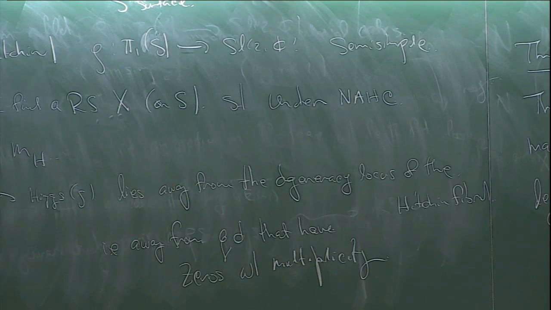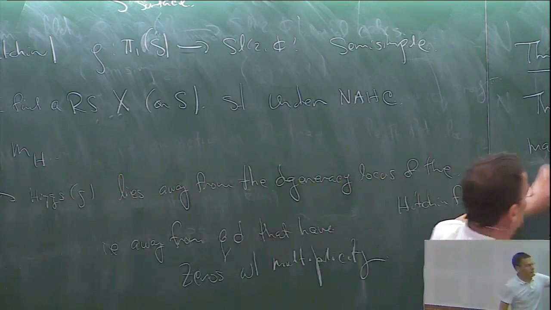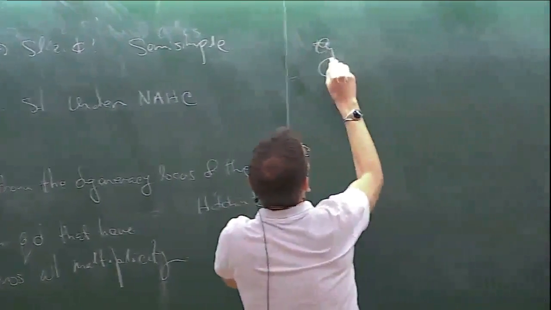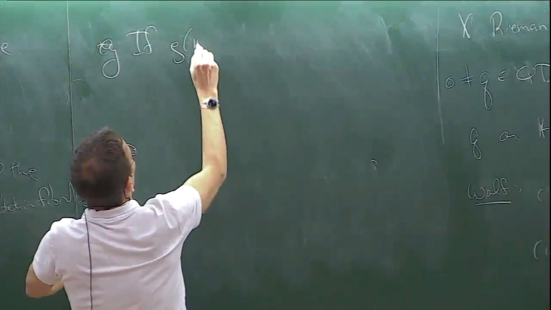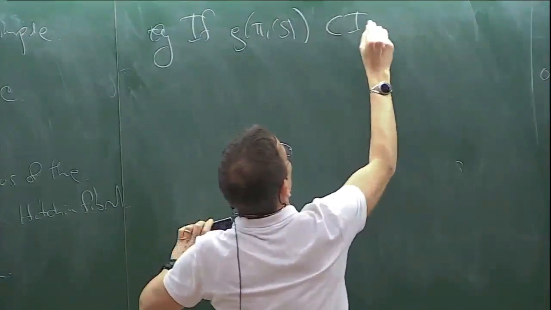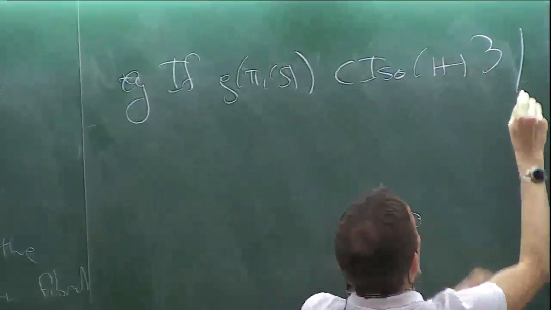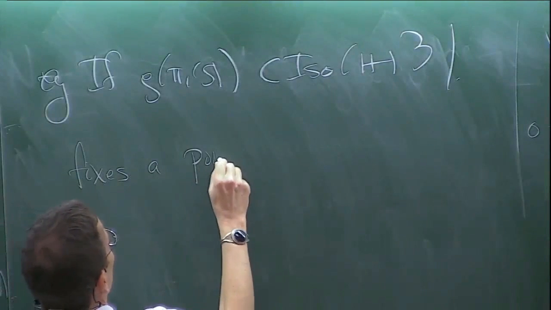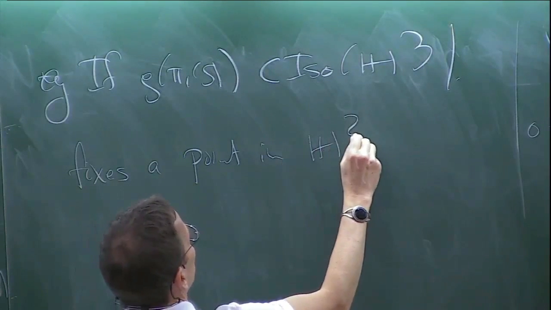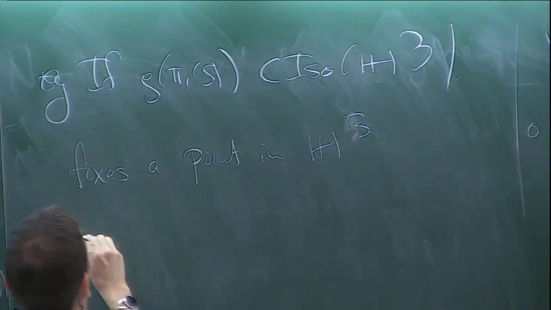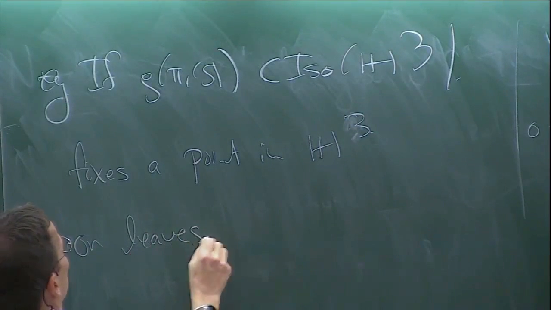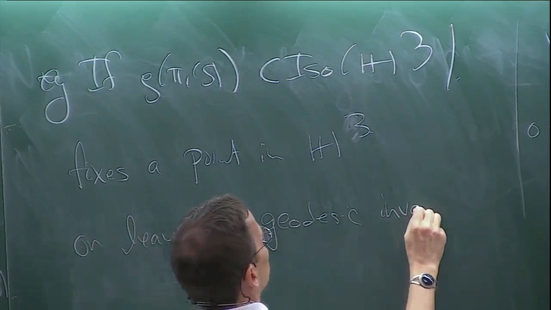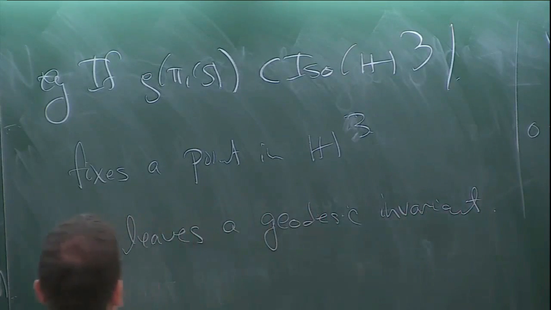So there are some obvious cases where you can never do this. For example, if rho of pi 1 of S, sitting inside the isometry group of H3, fixes a point in H3, or leaves a geodesic invariant, for example, then the answer is no.